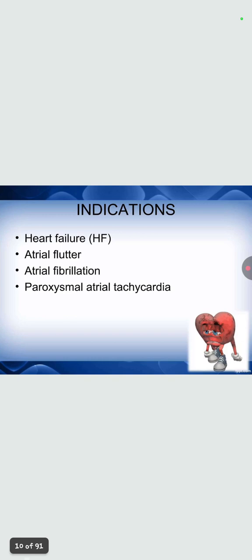Positive means increases and negative means decreases. Positive inotropic effect means they increase the force of contraction of the heart and vice versa. Then digitalis or digoxin decreases the conduction velocity through the atrioventricular node. Indications: heart failure, atrial flutter, atrial fibrillation, paroxysmal atrial tachycardia.